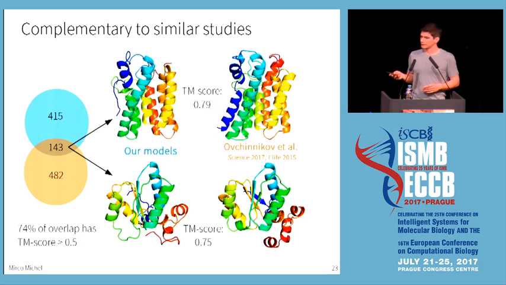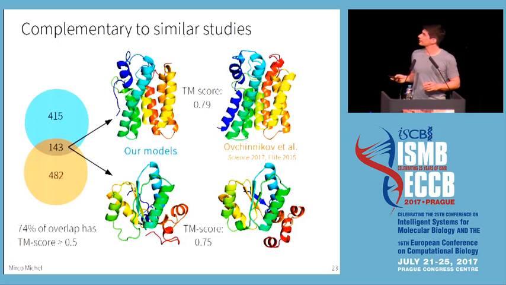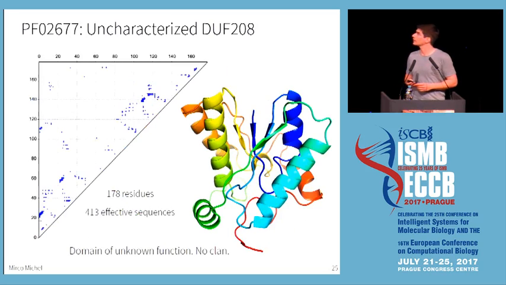And if we look at this overlap, over 74% of these have a TM score higher than 0.5, and these are just two nice examples that I wanted to show, where our structures really also look like the ones that you get from Rosetta.